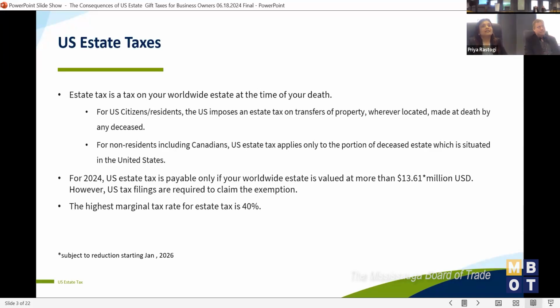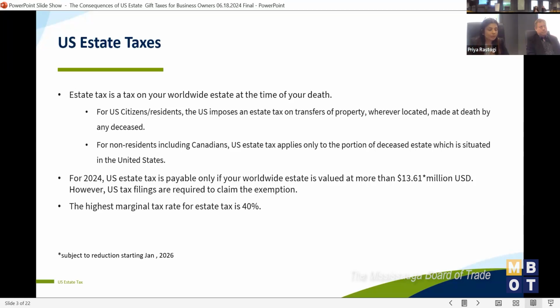And what is estate tax? Estate tax is basically a tax on your worldwide estate at the time of death. For US citizens, US imposes tax on the worldwide estate, irrespective of where the property or the estate is situated. But for Canadians, US estate tax applies only to US situs assets of the deceased. US situs assets means the assets which are in the US.